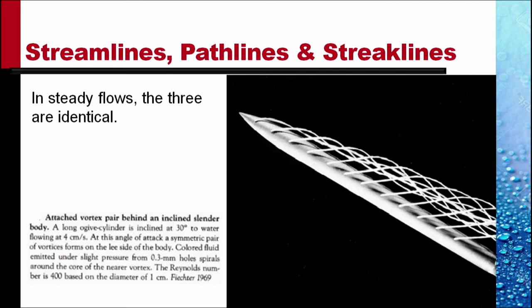This picture shows a slender body in which smoke is being emitted through various orifices arranged in a line, and we get a beautiful picture of vortex. The flow is steady, so these streak lines are also streamlines as well as path lines.